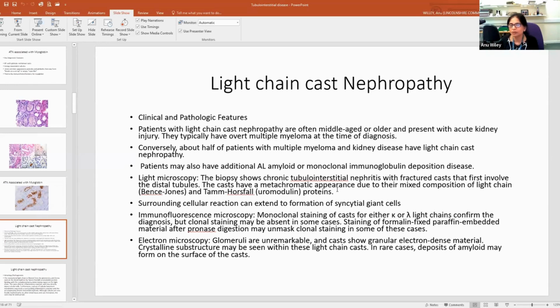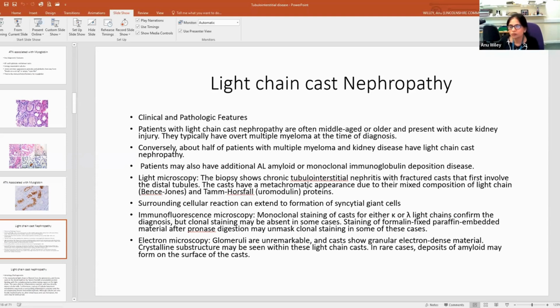But if the patient has amyloid, the patient will be presenting slightly differently. Amyloid produces significant proteinuria, which is nephrotic range most of the time. So the presentation of the patient will be quite different, unlike light chain cast nephropathy, where the patient will be presenting with more acute kidney injury.